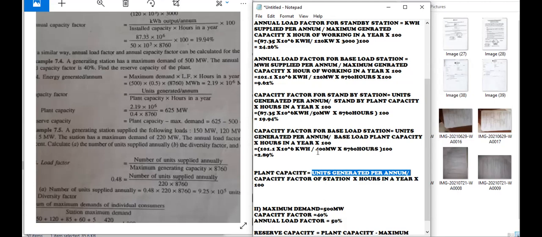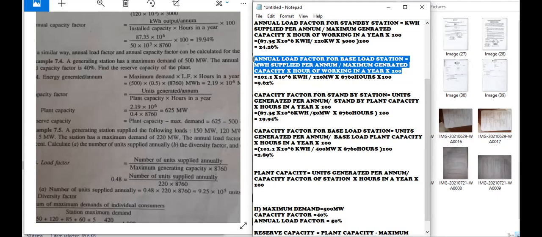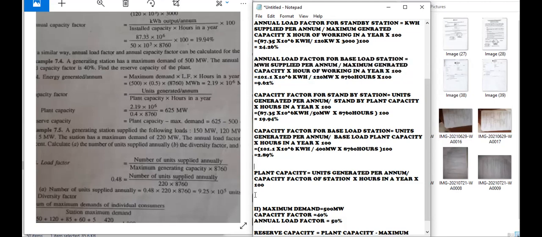But there's a formula again that we can use to find the energy generated per annum. The formula is maximum demand times load factor times hours of working in a year. How did that formula come about? I think there's another way of doing it from here. Let me copy this other formula, load factor, from here. This one we are doing is capacity factor. This one is load factor. So copy and paste here.